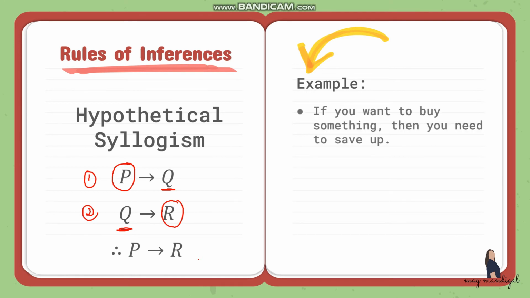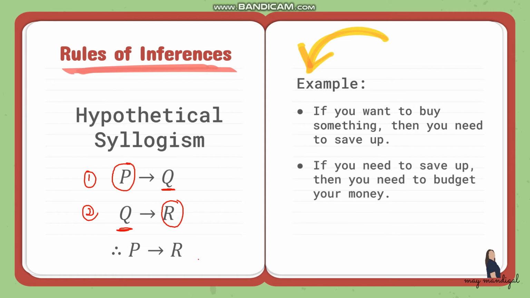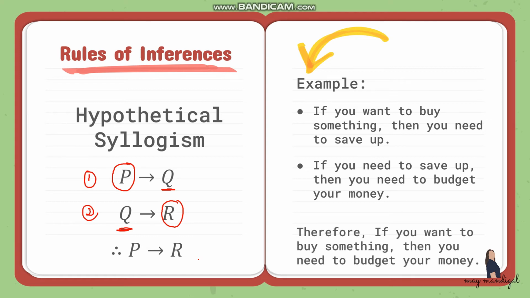So example, if you want to buy something, then you need to save up. If you need to save up, then you need to budget your money. So applying the hypothetical syllogism here, therefore, if you want to buy something, then you need to budget your money. It's like a chain of events. If you want to buy something, then you need to save up. If you need to save up, then you need to budget your money. So that means if you want to buy something, then you should budget your money. Okay, so we applied here the hypothetical syllogism.